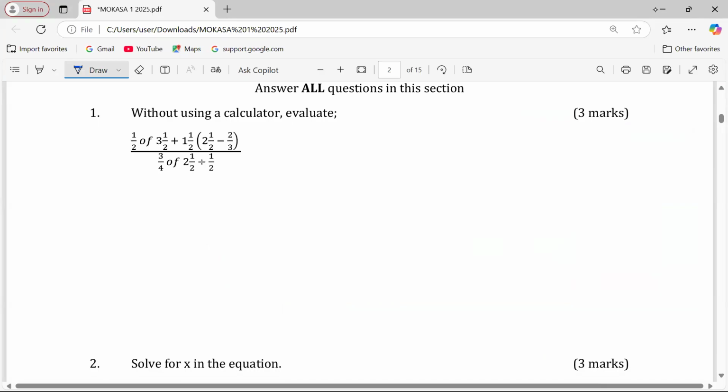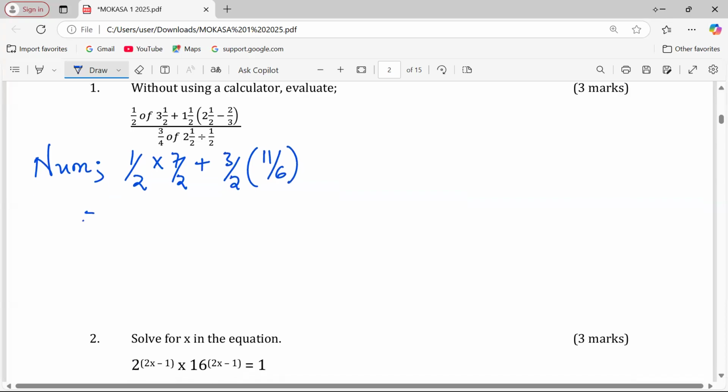So from the numerator, we can work out the numerator first until we settle it, then we go to the denominator. From the numerator, we are talking of a half, and instead of "of" we have a multiplication of 3.5, which becomes 7/2 when changed from a mixed to an improper fraction. Then plus 1.5 becomes 3/2 into, now inside these brackets, 2.5 minus 2/3, which becomes 11/6. So you work out that addition.